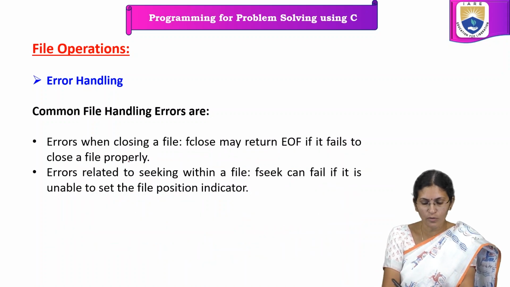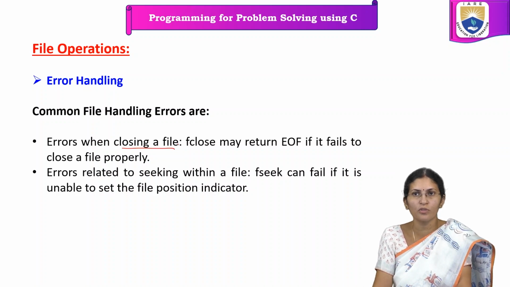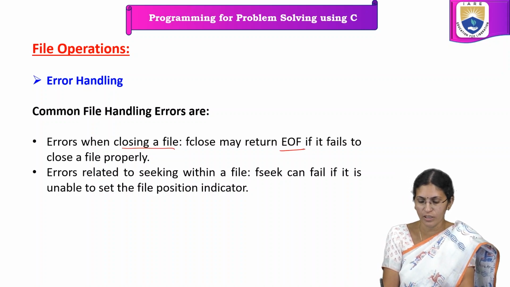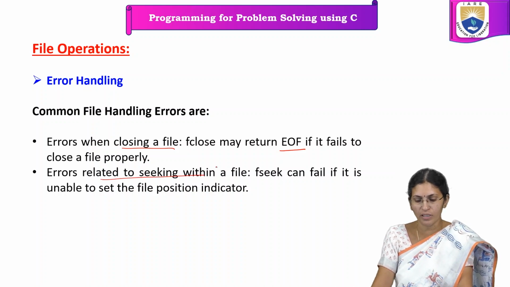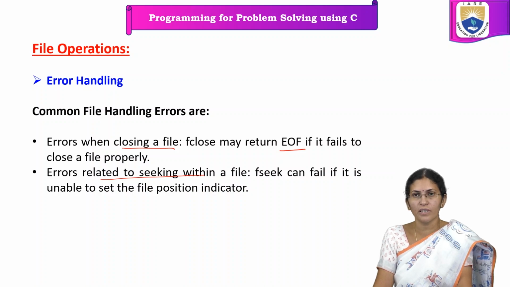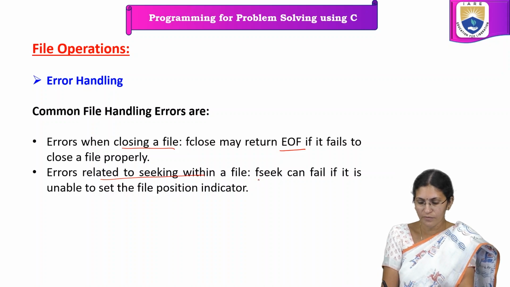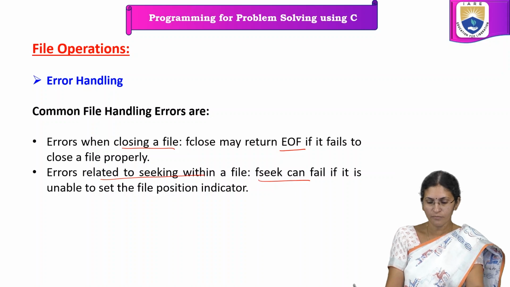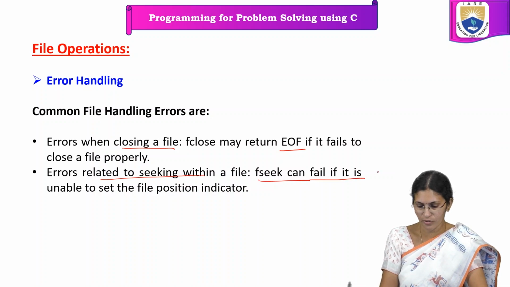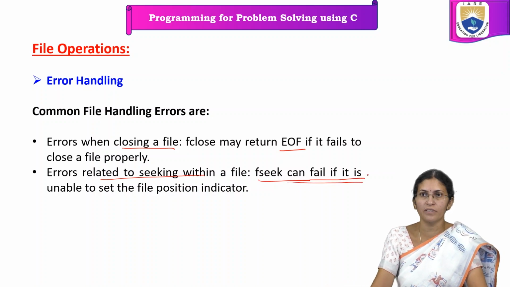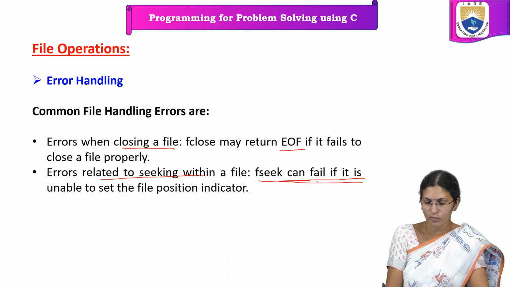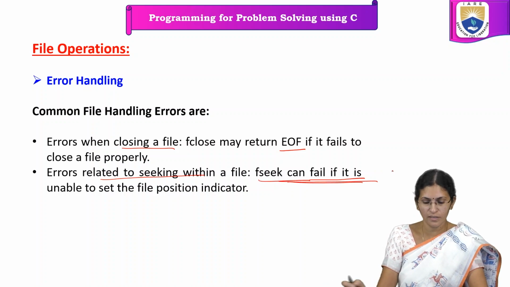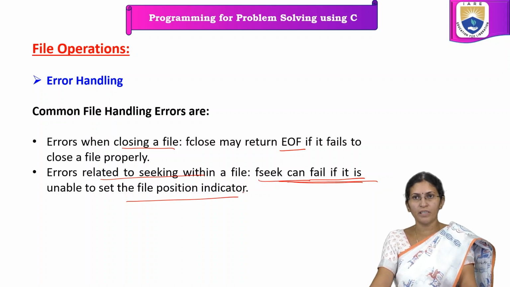Next, error when closing a file. If the file is not closed properly, it may return EOF if it fails to close the file. Next, errors related to seeking within a file. If we are not able to go to a particular location in the file, then the fseek function can fail. By checking the return value of fseek, we can handle the error. It returns a non-zero value if it is unable to set the file position indicator.